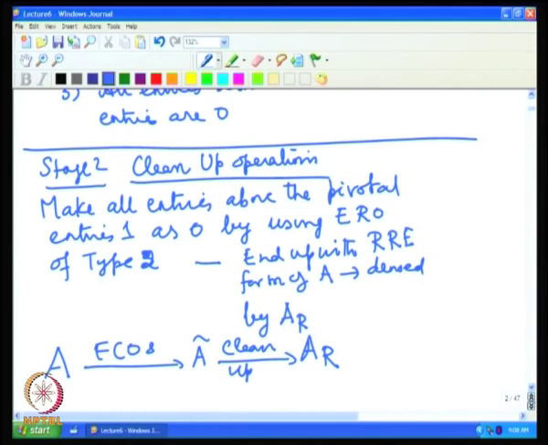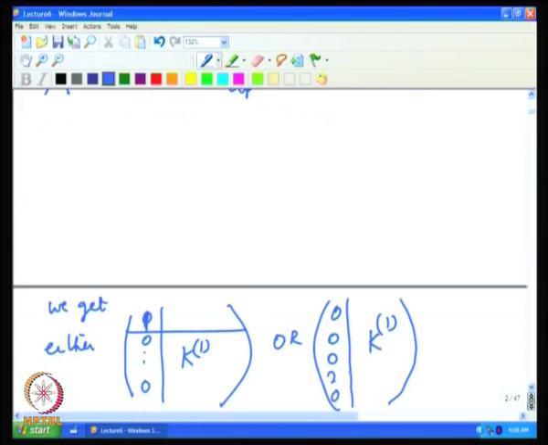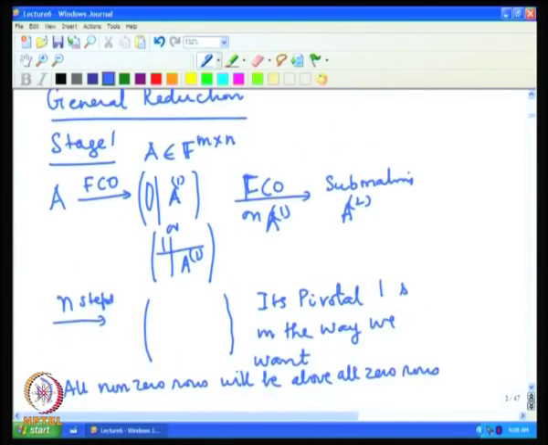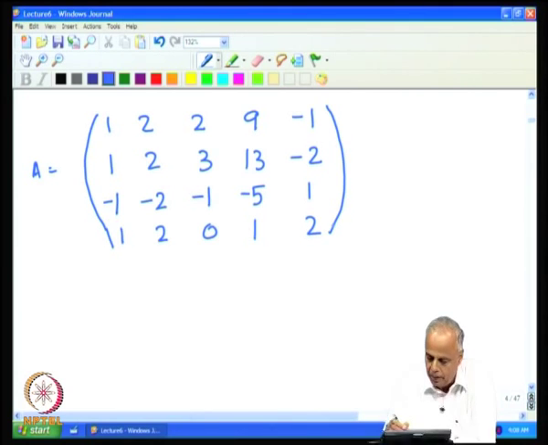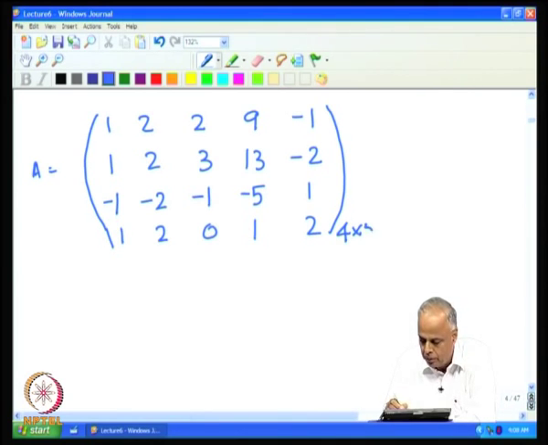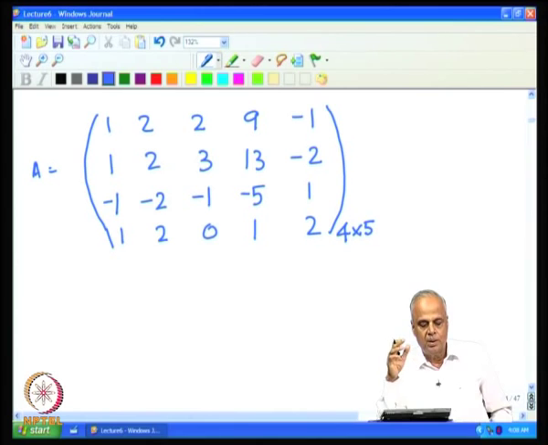Let us look at a very simple example. Consider the matrix 1 2 2 9 minus 1, 1 2 3 3 13 minus 2 and so on. It has 4 rows and 5 columns. This is obviously not in row reduced echelon form, because take the first row, which is a non-zero row. Yes, the first non-zero entry is 1, however, everything below that is not 0.